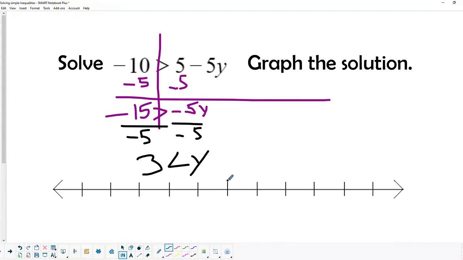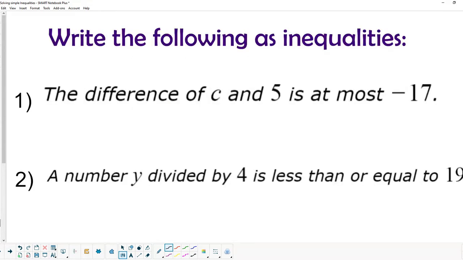So if this is 3 right here, where are the numbers that are bigger than 3? They're actually over here. So we got an open circle at 3 and all the numbers bigger than 3. Even though we had to switch the direction of the arrow, this inequality was already written backwards, which kind of added another degree of complication to it. But we figured it out.